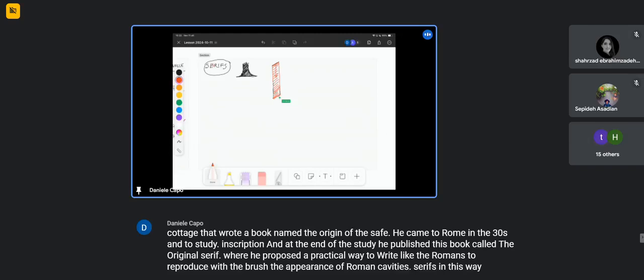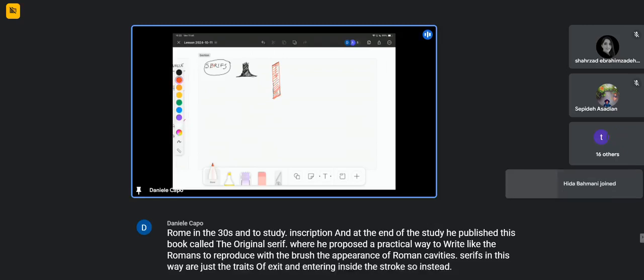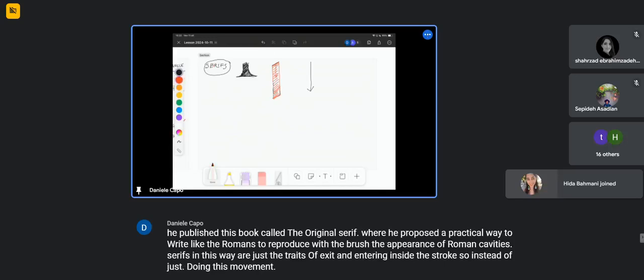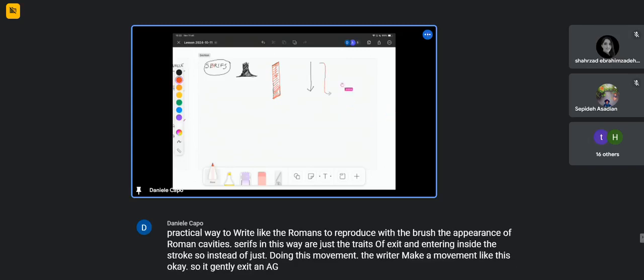Serifs, in this way, are just the traits of exit and entering inside the stroke. So instead of just doing this movement, the writer makes a movement like this, okay? So it gently exits and it gently enters inside the stroke.